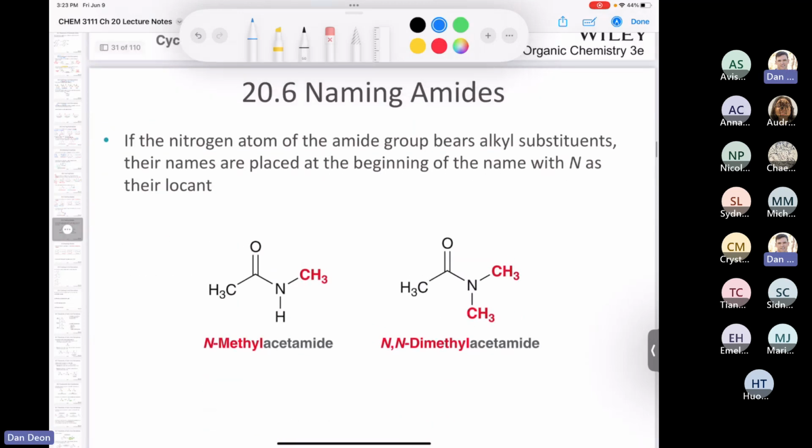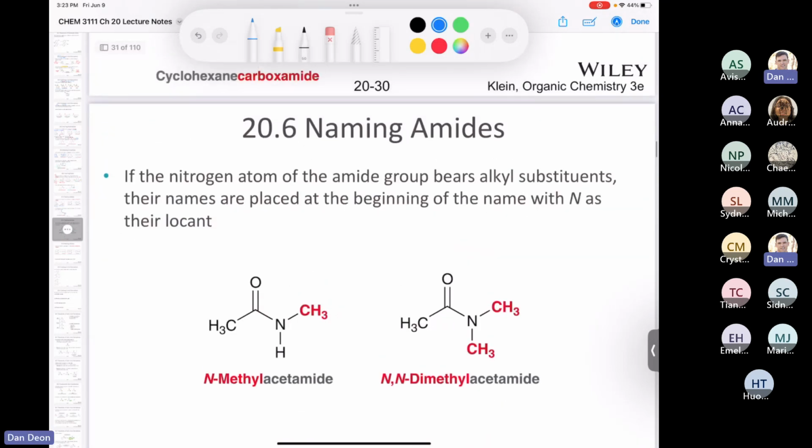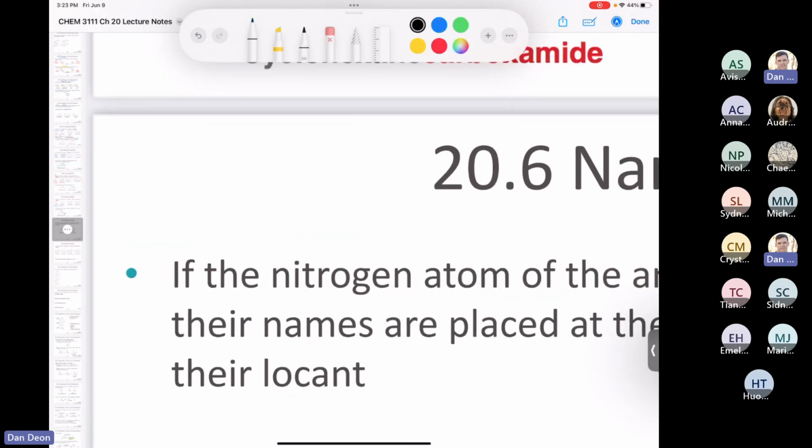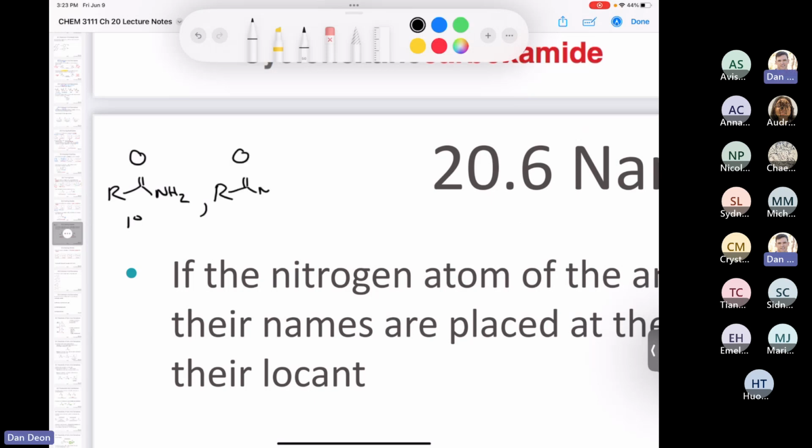What else? Remember that if you have an amide and you have 2 hydrogens attached to the nitrogen, that's a primary amide. If you have 1 R group attached to the nitrogen, like this, that's a secondary amide. And if you have two R groups attached to the nitrogen, yes, that's a tertiary amide. So those are the three types of amides.